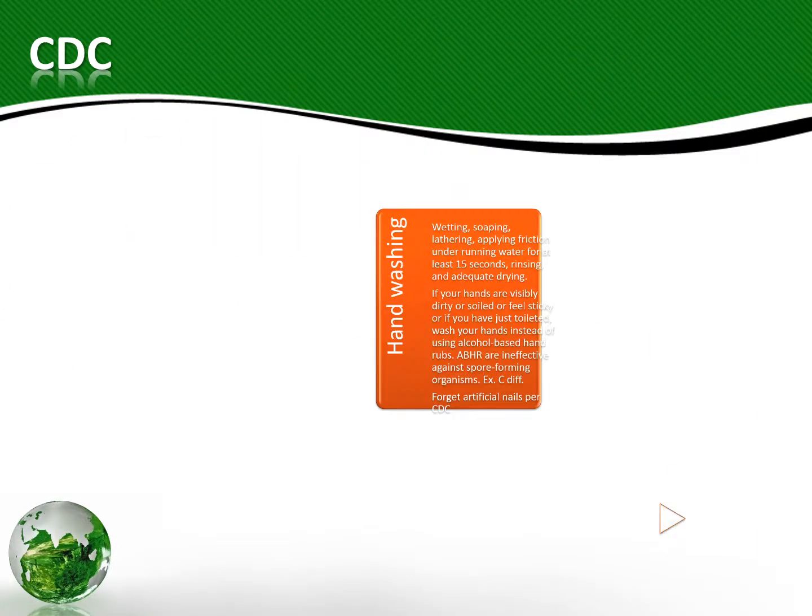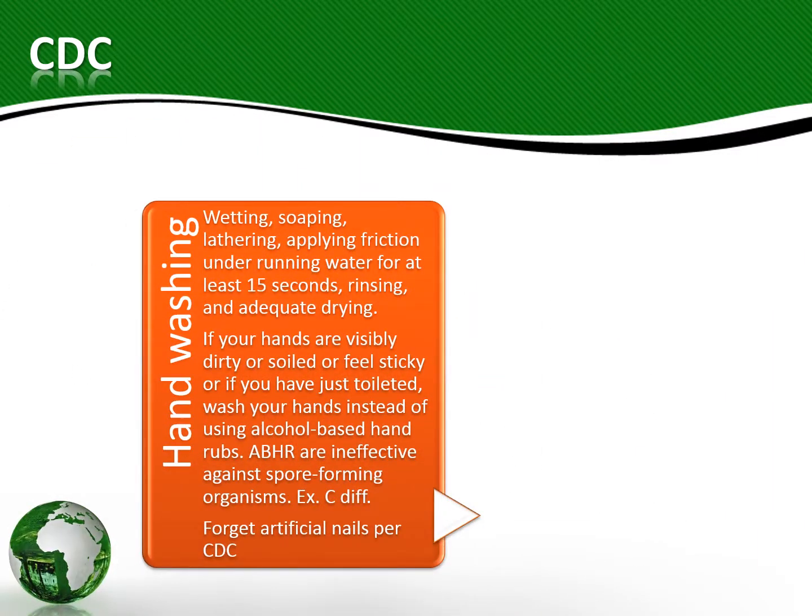The CDC's recommendations for infection control include hand washing. That includes wetting, soaping, lathering, applying friction under running water for at least 15 seconds, rinsing, and adequate drying. If your hands are visibly dirty or soiled or feel sticky, or if you have just toileted, wash your hands instead of using alcohol-based hand rubs. ABHR are ineffective against spore-forming organisms. One example would be C.